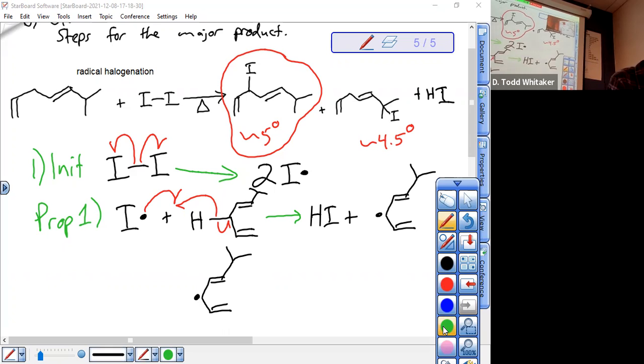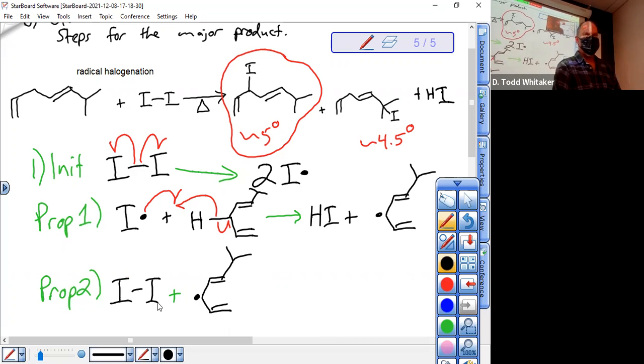Almost 100% sure, yes. Prop 2, that radical you made is going to react with the rest of the iodine, which you still have 100% of because you only reacted a few molecules for the initiation. You still have the remainder of I2, and they hook up.